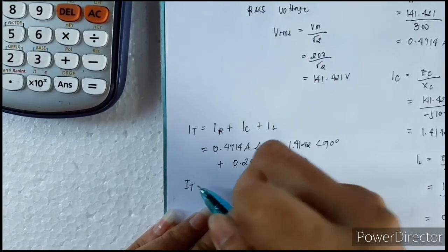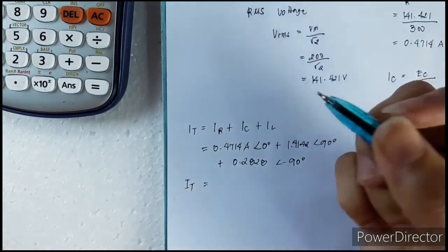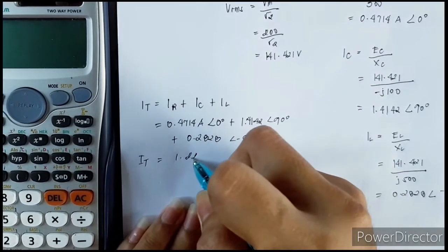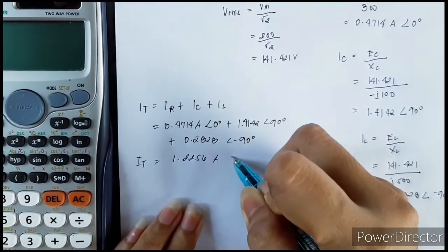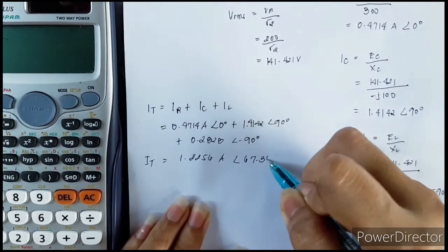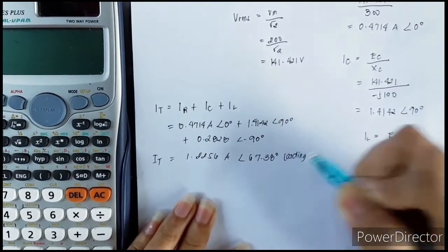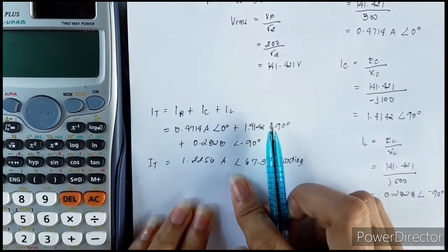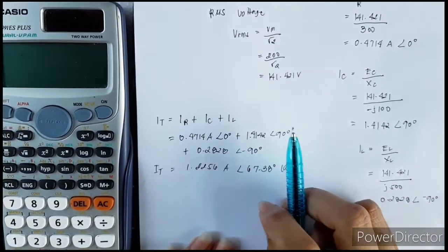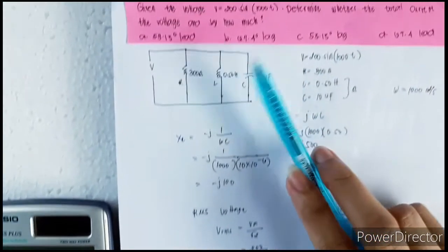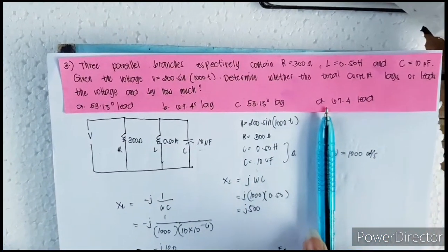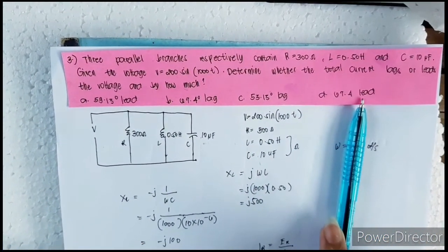And for our total current, we will get 1.2256 ampere angle 67.38 degrees leading. So our answers are in polar form. So we have here letter D, 67.4 lead.